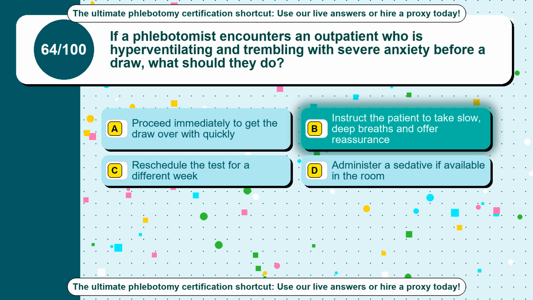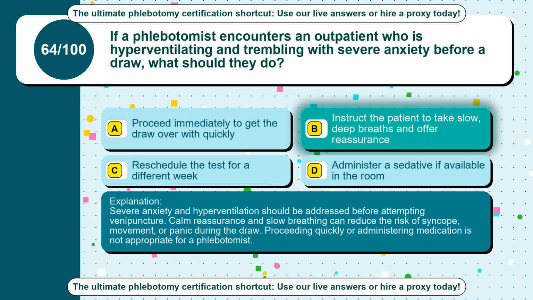The correct answer is option B, instruct the patient to take slow, deep breaths and offer reassurance. Severe anxiety and hyperventilation should be addressed before attempting venipuncture. Calm reassurance and slow breathing can reduce the risk of syncope, movement, or panic during the draw. Proceeding quickly or administering medication is not appropriate for a phlebotomist.